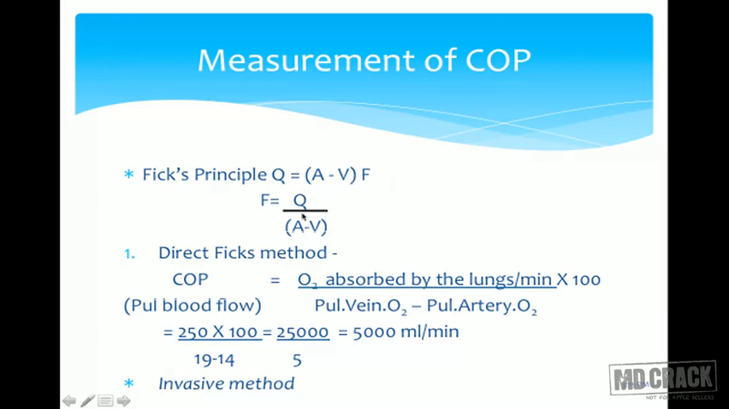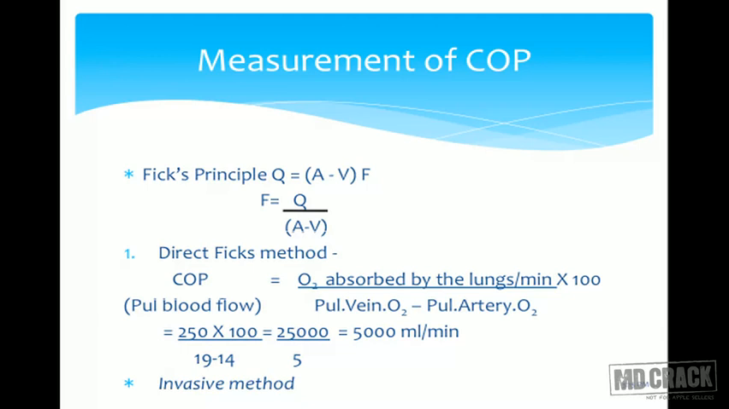So if we know this equation, we can calculate the flow. Flow will be equal to the amount of substance taken up or given out by any organ upon A minus V, that is the difference of arterial and venous concentration. So we can use this Fick's principle to calculate the cardiac output. Suppose we calculate the amount of oxygen taken up by the lung, and the flow of the lung will be equal to the cardiac output. So the cardiac output of the right ventricle will be equal to that of the left ventricle.